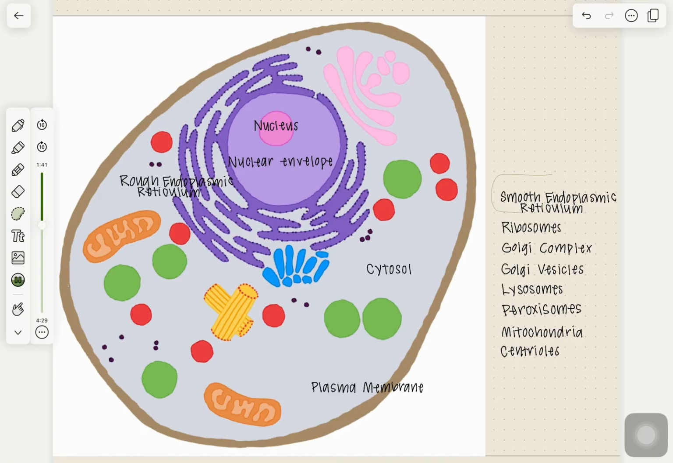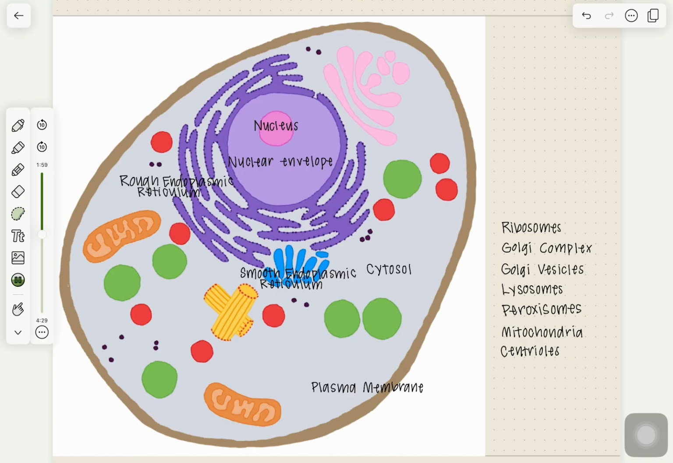Moving to the smooth endoplasmic reticulum, it is continuous with rough ER but does not contain ribosomes. Smooth ER detoxifies the cytoplasm. Our smooth is going to be those blue little oval-shaped blobs.